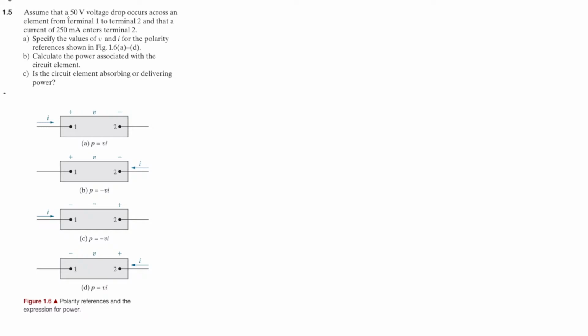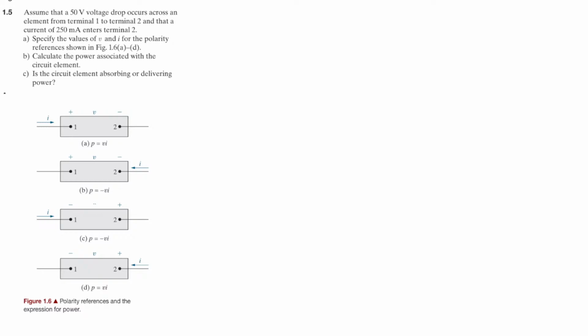This question is asking, assume that a 50 volt voltage drop occurs across an element from terminal 1 to terminal 2 and that a current of 250 milliampere enters terminal 2. A part is asking, specify the value of V and I for the polarity reference shown in figure 1.6 A to D. So the figures are already here. And the B part is asking, calculate the power associated with the circuit element, and the C part is asking, is the circuit element absorbing or delivering the power?